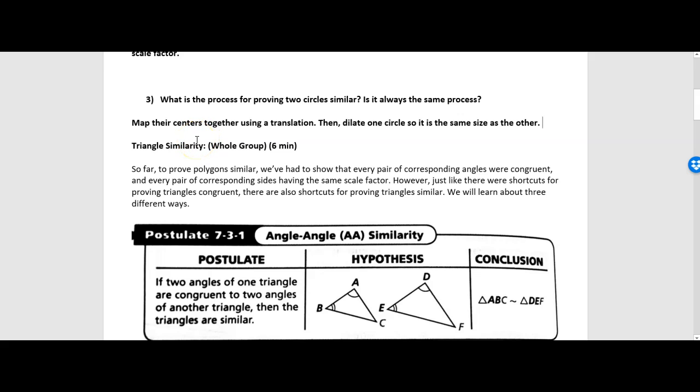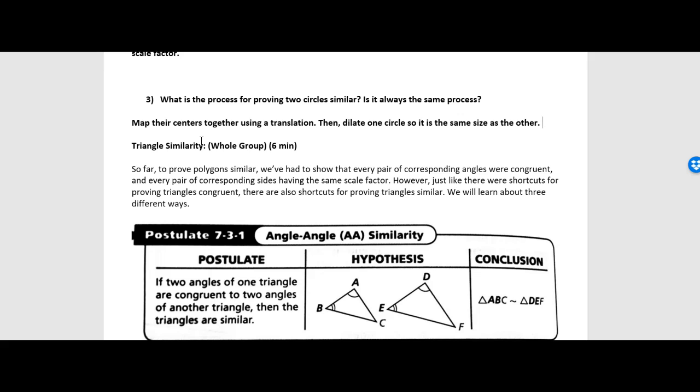So far, to prove polygons similar, we've had to show that every pair of corresponding angles were congruent and every pair of corresponding sides had the same scale factor. However, just like there were shortcuts for proving triangles congruent, there are also shortcuts for proving triangles similar. And we're going to learn about three different ways.